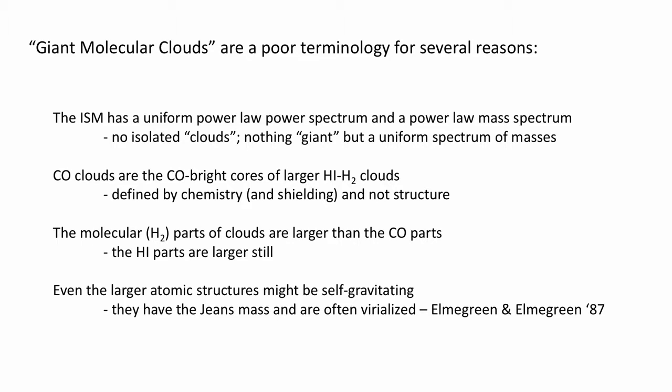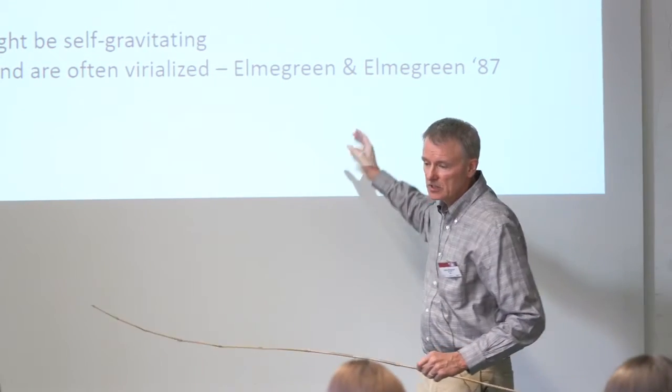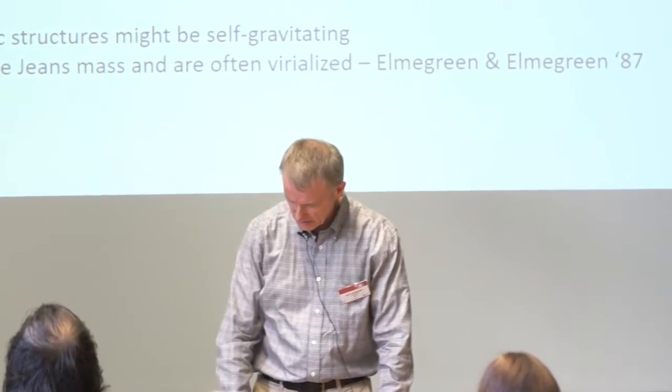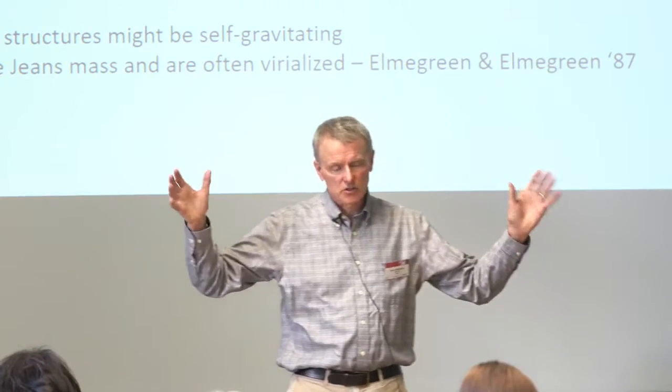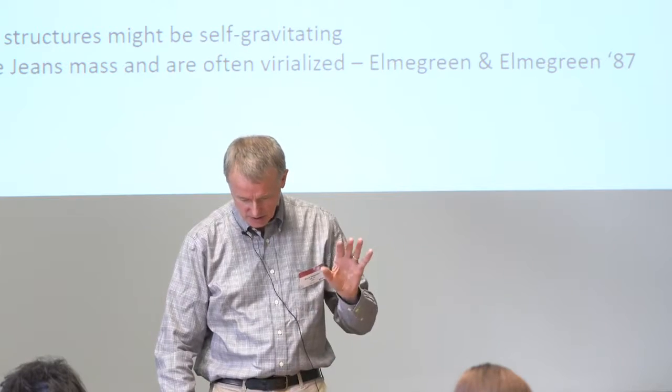CO clouds are the CO bright cores of larger atomic and molecular H2 clouds, defined by chemistry and shielding, not structure. The molecular clouds, that is the H2, are larger than the CO parts, and H I larger still. And there are even larger atomic structures. This is seen in M31 as well. Might be gravitating. We studied the ones in the Milky Way a long time ago and determined that they were virialized. So this is structure from large scales defined by spiral arms probably, with phase transitions all the way down to star formation.